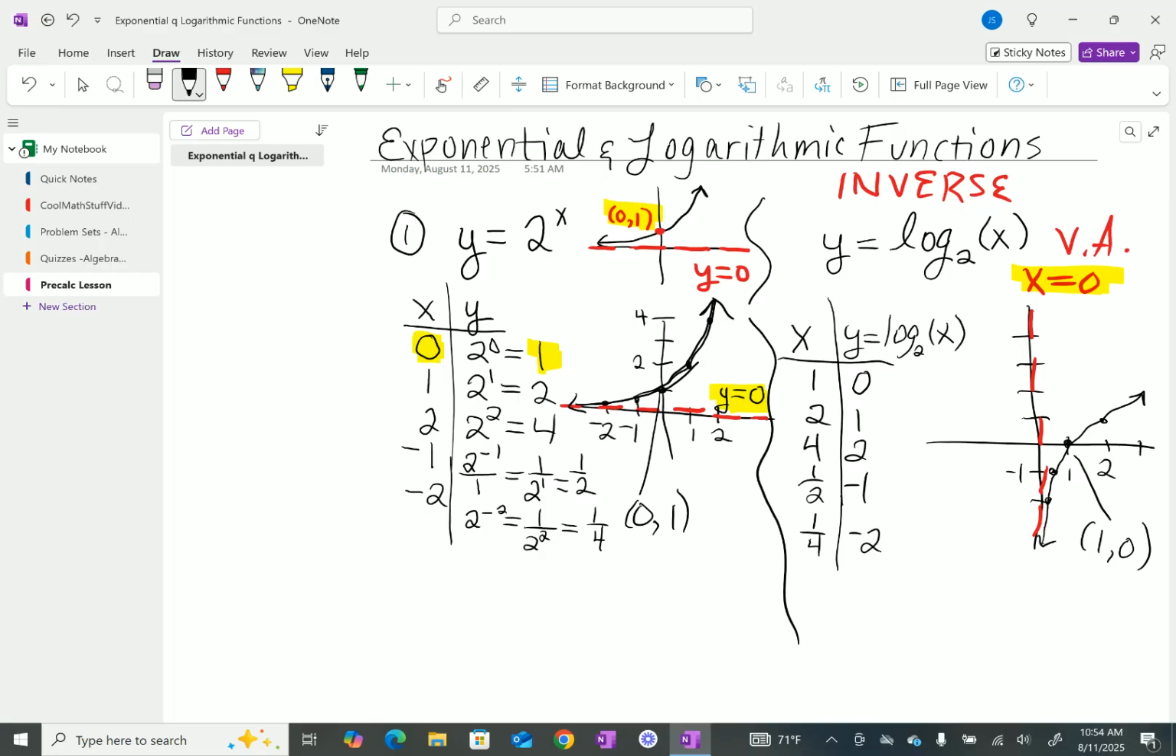You graph the exponential function, you switch the x's and y's, you draw the logarithmic function, and then you put in the asymptote. All right, hope that makes sense for you. Let me know if you have any questions.